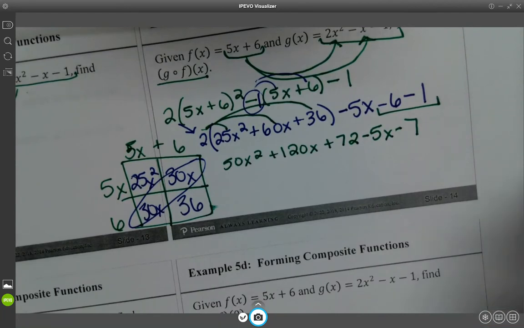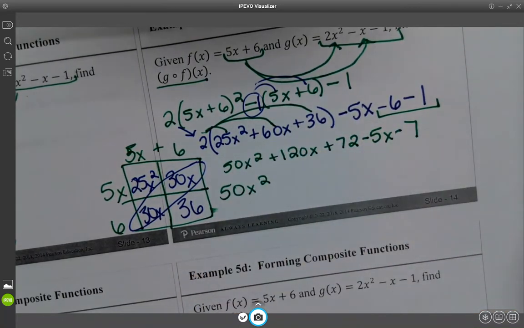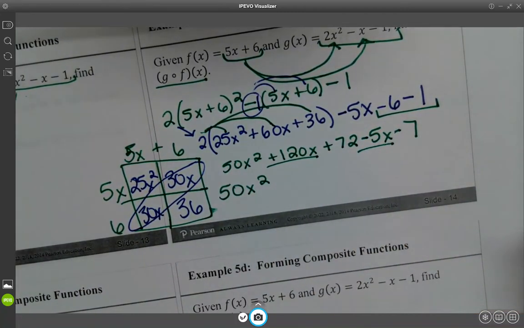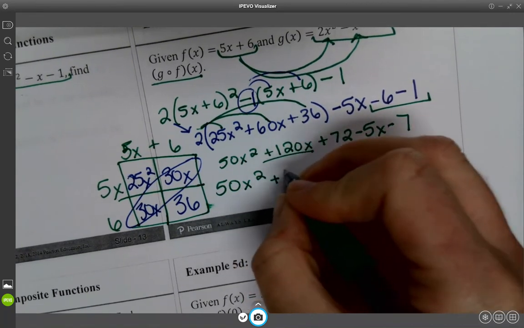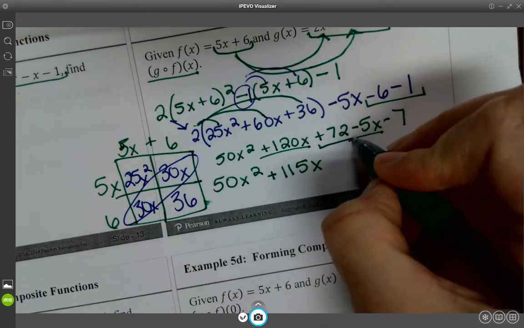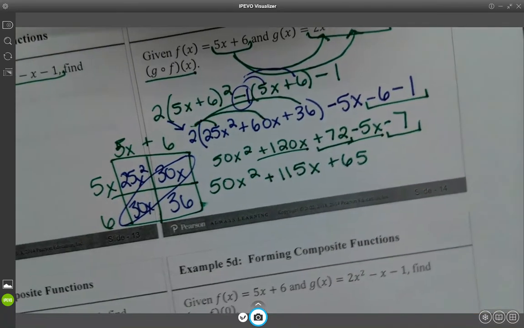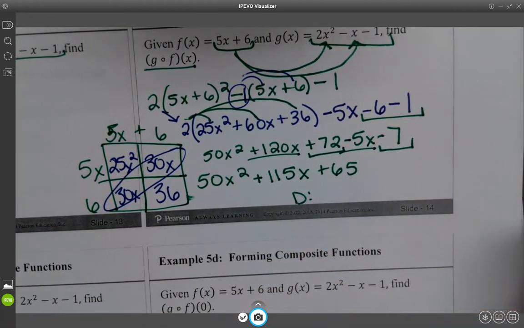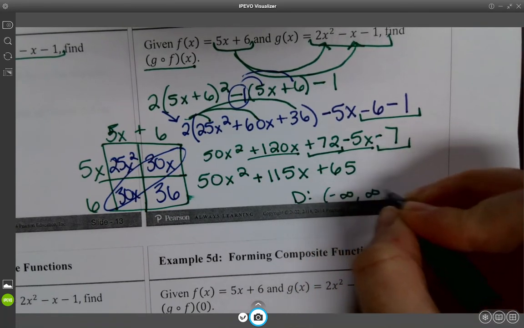And then we need to see if we can combine like terms. There's no other x squared, so 50x squared. And then I have a positive 120x and a minus 5x. So 120 minus 5 is 115. And then 72 minus 7 is 65. It's really big though. But there are no restrictions on the domain, no square roots. So we can go ahead and just write it as negative infinity to positive infinity.